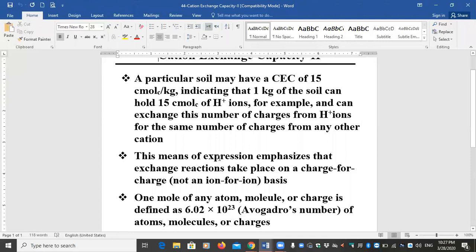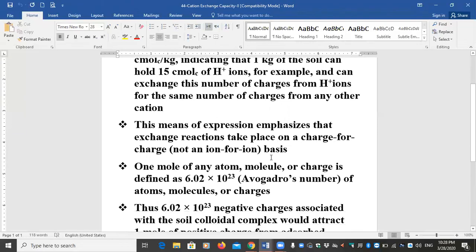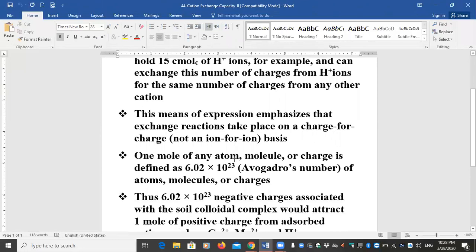This means of expression, the way we indicate the units we use, emphasizes that exchange reactions take place on a charge for charge basis, not an ion for an ion, just like we said earlier. Remember this important principle. The exchange reactions take place on a charge for charge, not an ion for an ion basis. 1 mole of any atom, molecule, or charge is defined as 6.02 times 10 to the 23, which is Avogadro's number of atoms, molecules, or charges.